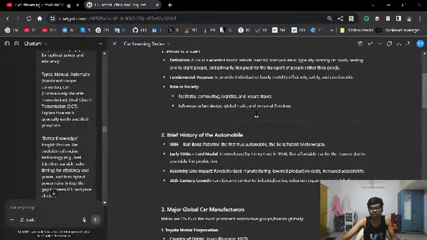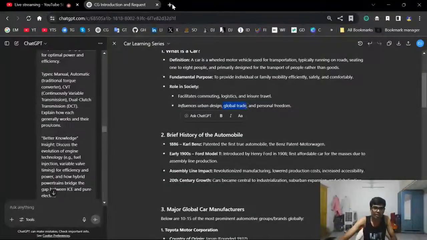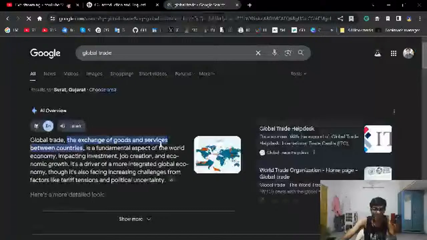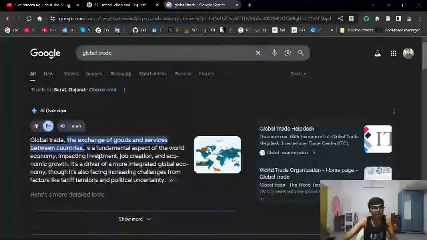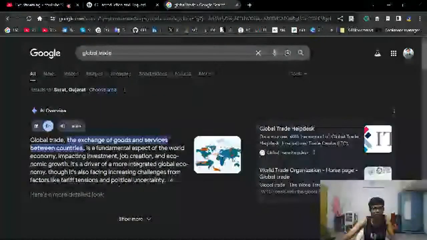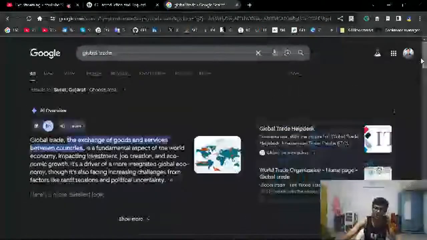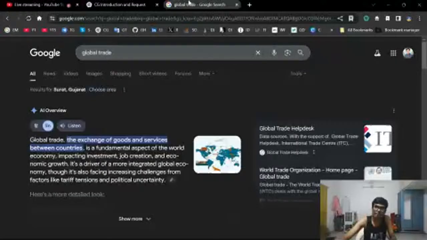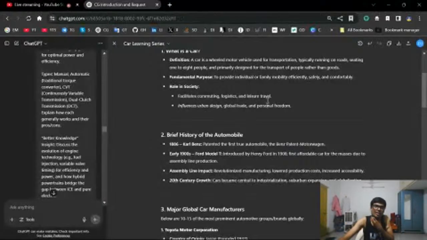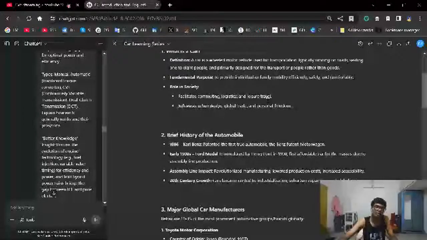Global trade: we also discussed that there are lots of companies in the car market, so it affects the global trade market. Global trade is the exchange of goods and services between countries, a fundamental aspect of the economy, driving investment, job creation, and economic growth. It is the driver of a more integrated global economy. It's also facing increasing challenges from factors like tariffs and tensions. A few days ago, Donald Trump started reciprocal tariffs. So these are the things they are talking about. Global trade is changing, moving goods from one country to another country.